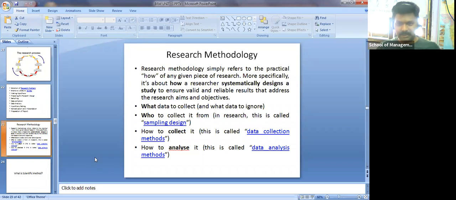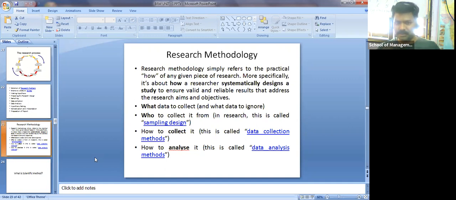So we have different types of methods. I think maybe in the first semester you studied statistics: one sample t-test, 2 sample t-test, paired sample t-test, and even correlation, regression, time series, ANOVA, factor analysis, and so on. So we have n number of methods. Which one is suitable to your problem, you apply that suitable method, and based on that you derive answers. So sampling design, data collection methods and data analysis methods are all indirectly research methodology itself.